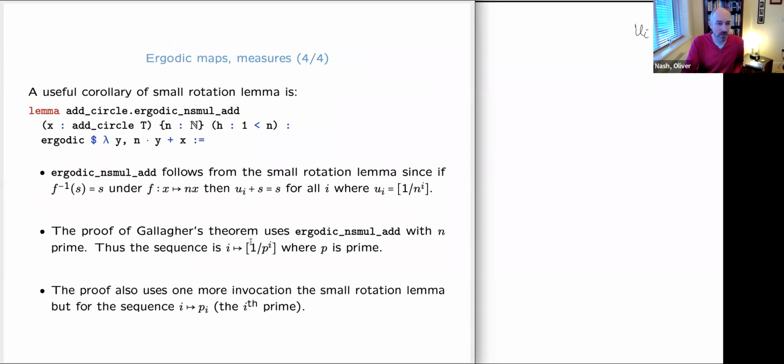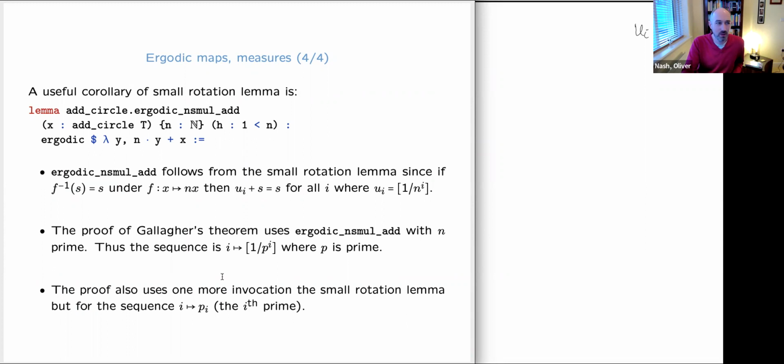And then, yeah, just to comment on, Gallagher's theorem uses this ergodicity for actually the sequence that you need is not just any n, but it's the primes. And then it has one more invocation of the small rotation lemma, where you use the sequence of primes themselves.